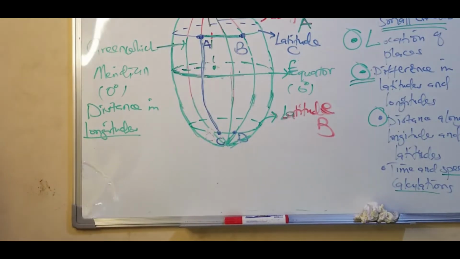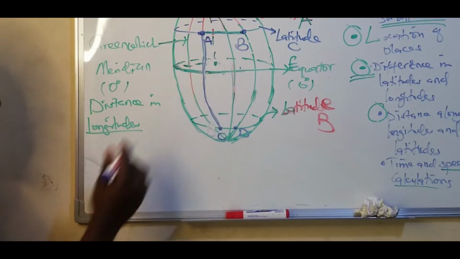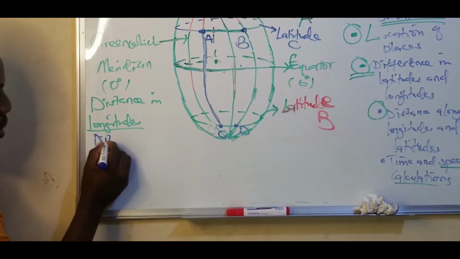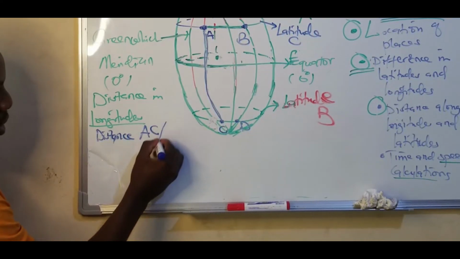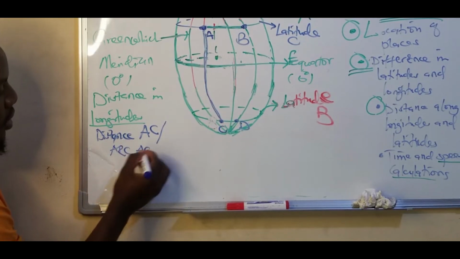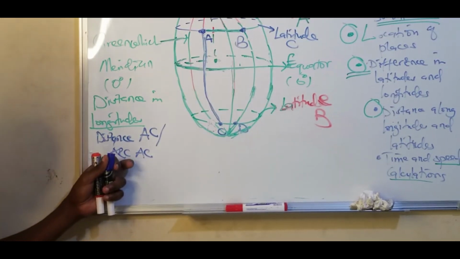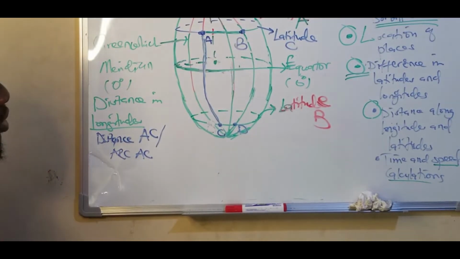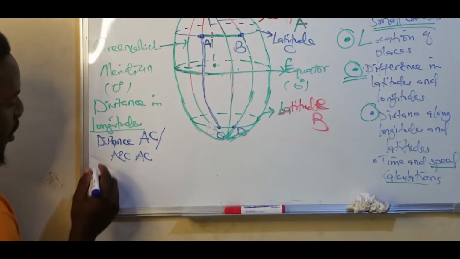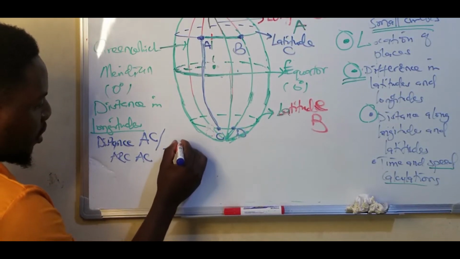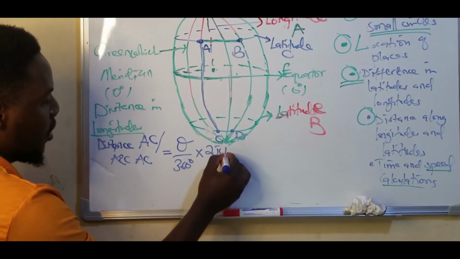Since we are starting with the distance along the longitude, let's say we're calculating the distance between A and C. So you say distance AC, some say arc AC. I will explain about this arc AC as we do our last example of this geometry series. But you can say arc AC, or you can say distance AC is going to be theta over 360 degrees multiplied by 2 pi r.